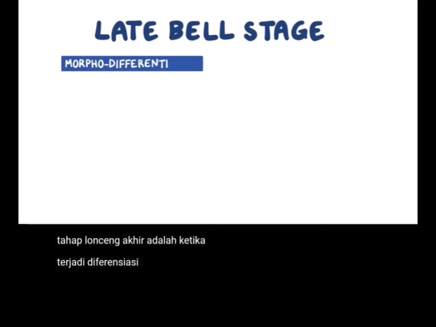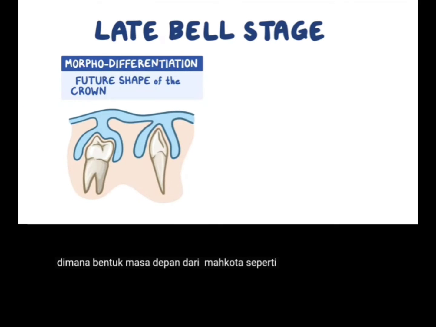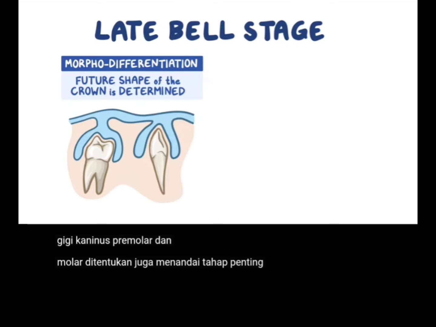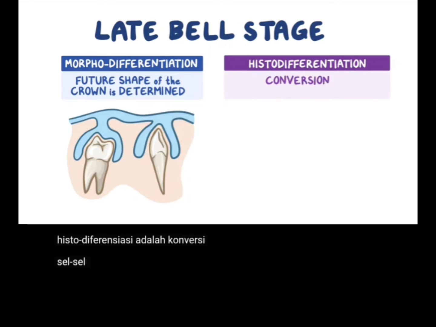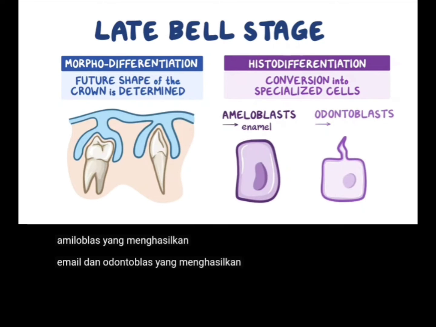The late bell stage is when morphodifferentiation occurs, where the future shape of the crown, such as incisive, canine, premolar, and molar, is determined. It also marks an important stage of histodifferentiation. Histodifferentiation is the conversion of cells of the dental organ into specialized cells, such as ameloblasts, which produce enamel, and odontoblasts, which produce dentin.